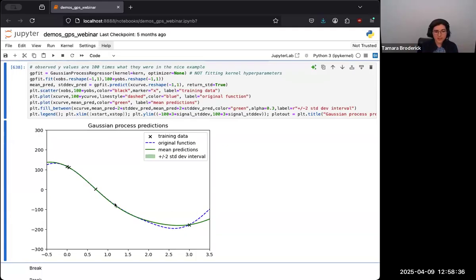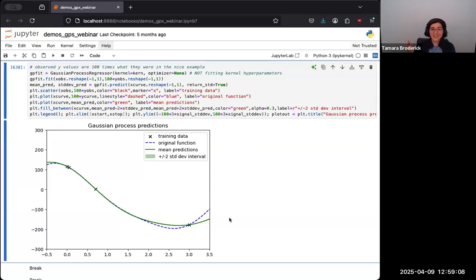Can anybody tell me what changed between this plot and the previous plot? I'm still plotting all the same stuff. I'm plotting the exact same training data, just on a different scale, plotting the original function, which we happen to know is the true function, plotting the mean predictions, and I'm still plotting the ±2 standard deviation interval. Awesome. Something has changed with the standard deviation interval. Exactly, yes. Great observation. We don't see it anymore.